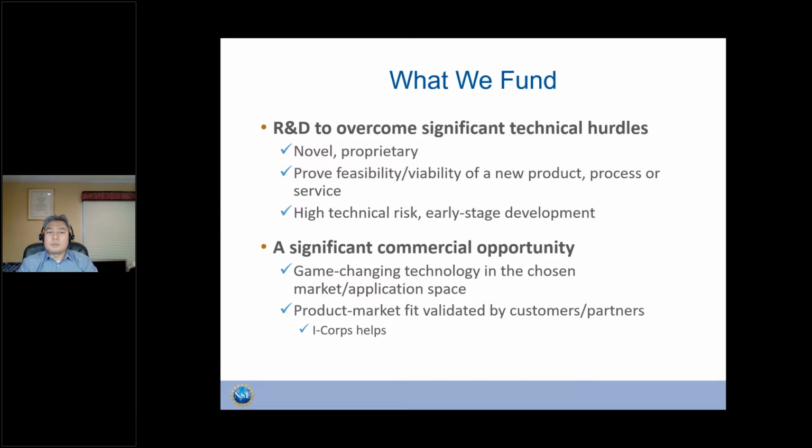And I think when a company goes through things like I-Corps, for those of you who are not familiar with I-Corps, that's a kind of customer discovery exercise.